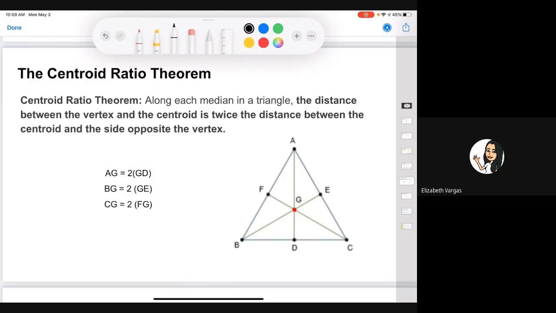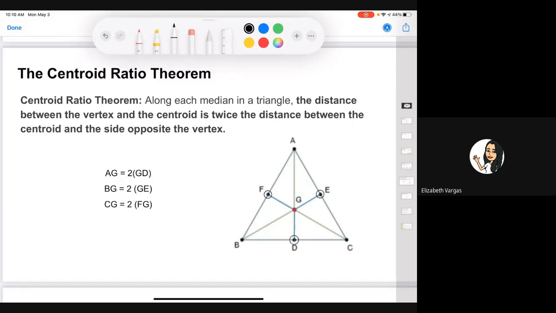So that takes us into the centroid ratio theorem, which basically says, along each median in a triangle, the distance between the vertex and the centroid is twice the distance between the centroid and the opposite vertex. So basically, here we have a centroid. Here we have those medians. Remember, these are medians because they connect to a vertex and they meet at the midpoint of our opposite side. So these are the midpoints of our opposite sides. Okay, and then that red dot would represent our centroid.